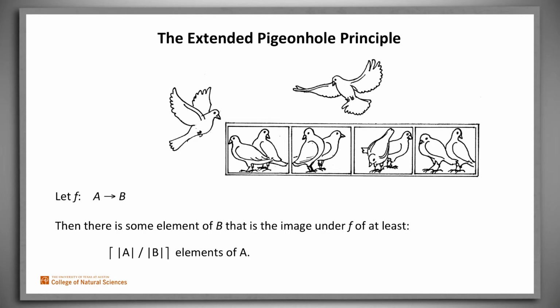To see why this has to be, observe that the number of elements of A divided by the number of elements of B is the average number of students per chair. But of course, we're not chopping up students, so we need an integer value. We have to use ceiling. We can't truncate downward because it's not possible that every chair has less than the average number of students.